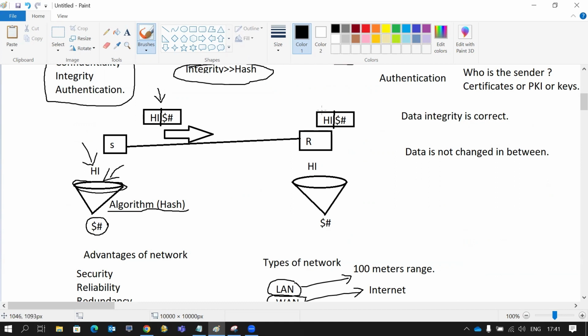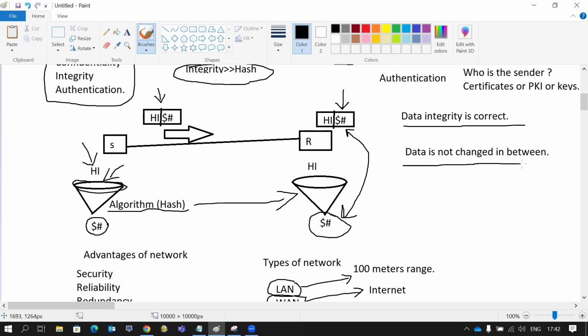Once the receiver receives this message, he will separate this hash value. He will also apply the same hash algorithm as the sender, and he will get an end result. He will compare this end result and the attached hash value. If both are the same, then he'll know that the data integrity is correct. Data is not changed in between. This is how integrity is performed or applied.